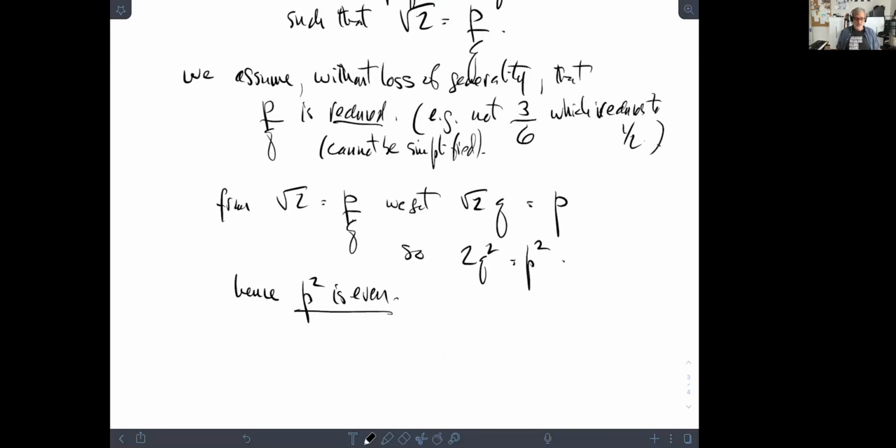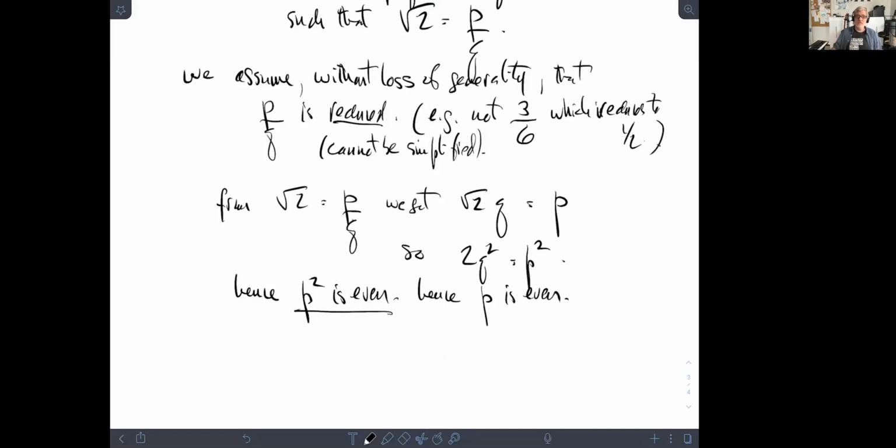If you remember what we did yesterday, what can we deduce from the fact that p squared is even? What can we say about p? It is even as well. Also even. Yes, correct. All right, so p is an even integer. We know that, we've proved that before.